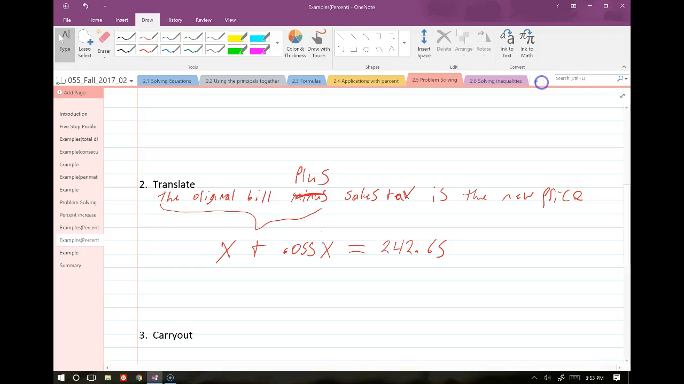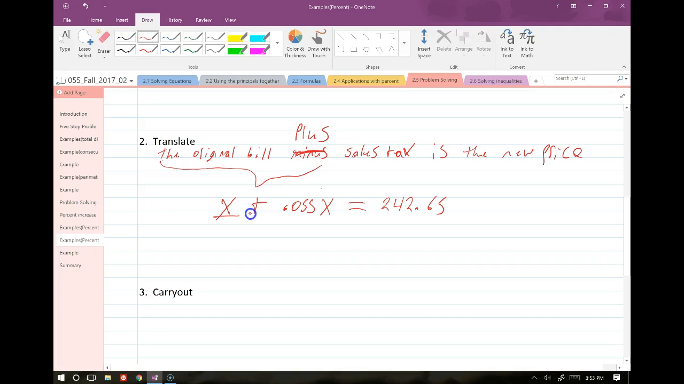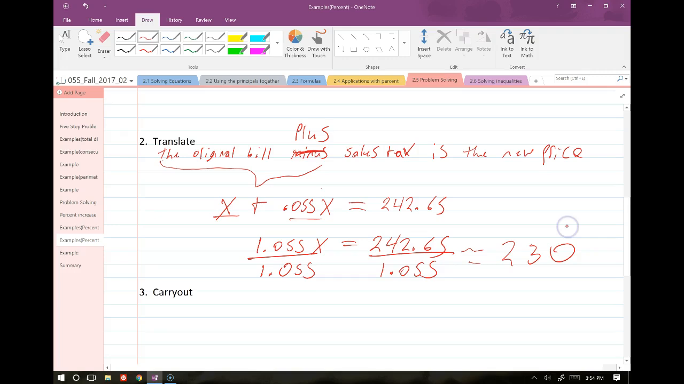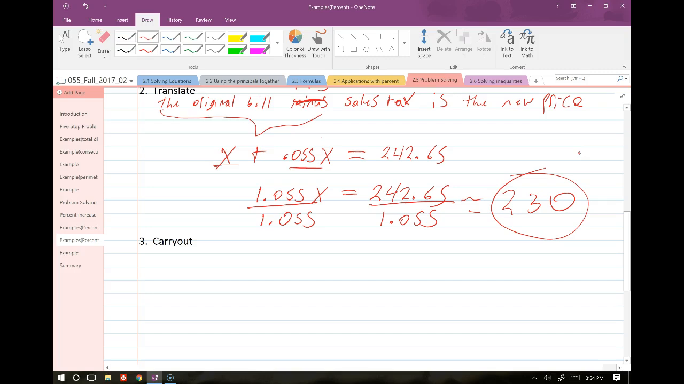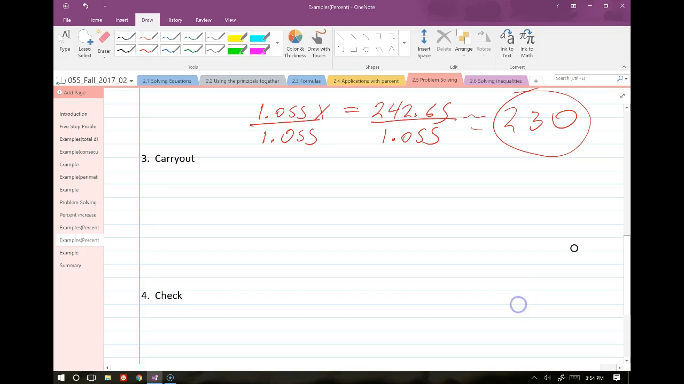All right. So now we go about solving this guy. So we combine our like terms, which we get 1.055x is equal to 242.65. Now we divide both sides by 1.055, and we get roughly 230. All right, so the original bill was about 230. Was exactly 230. We've done enough checking for this one.